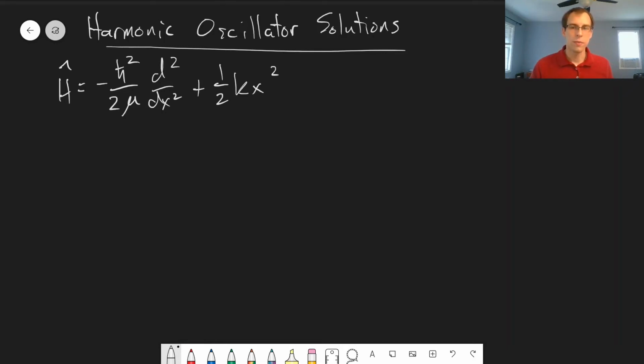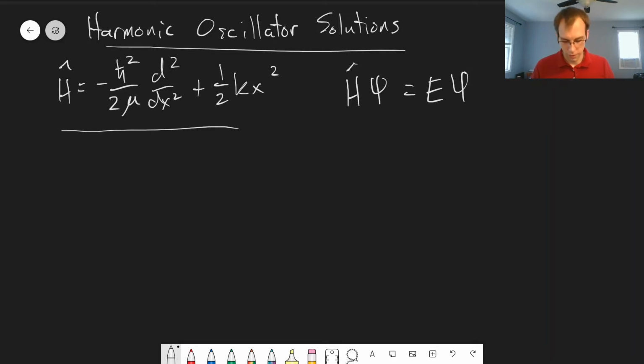Okay, so now that we've introduced the problem, we've set up our potential energy, we have the Hamiltonian that I've written out here already, and we need to solve this equation, H psi equals E psi, right? So we need to find the wave functions, the function psi, and the energies that satisfy the Schrödinger equation for this system.